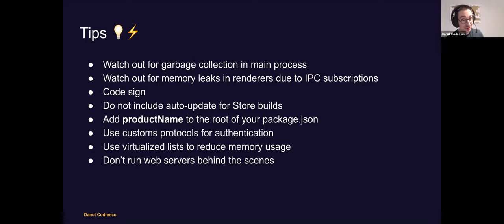If you want to reduce memory usage, it's good that you don't display thousands of DOM nodes and use virtualized lists. And for security reasons, just because the main process is a Node process, it doesn't mean that you should run an express server inside Electron. I tried once and it worked fine, but it's very hard to debug. And for security reasons, anybody can access your ports and start doing nasty stuff.